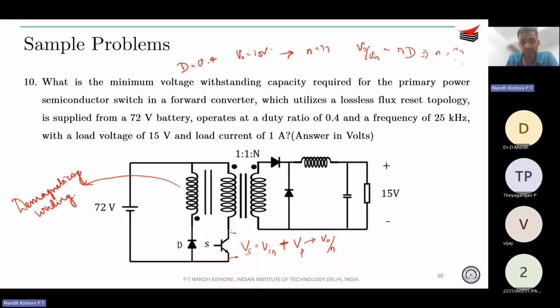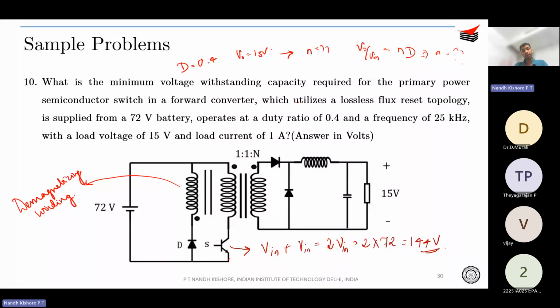So by this you get what is Vs. However, you would have studied from the lecture slides itself. That is, when you have a demagnetizing winding or a tertiary winding, the voltage across the switch is now going to be V in plus again V in. That is, the switch now needs to block 2 times V in. Correct? So from this, you can understand that the blocking voltage is going to be 2 times 72 volts. Therefore, straightforward, you get the answer is 144.